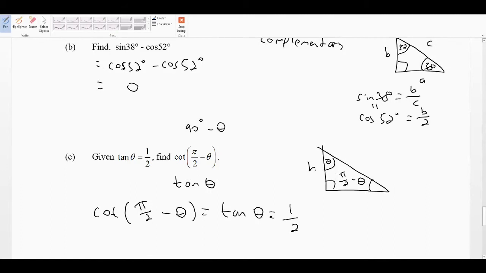Now let's see if we can throw in the sides and see what happens. So the tangent of theta is 1/2. Well, that means that the cotangent of its complement, or this angle, is also going to be 1/2, because tangent is opposite over adjacent, which is 1/2. The cotangent of its complement, in this case pi halves minus theta, is adjacent over opposite, which is also 1 over 2. So there's two ways of doing it: triangle or identities.